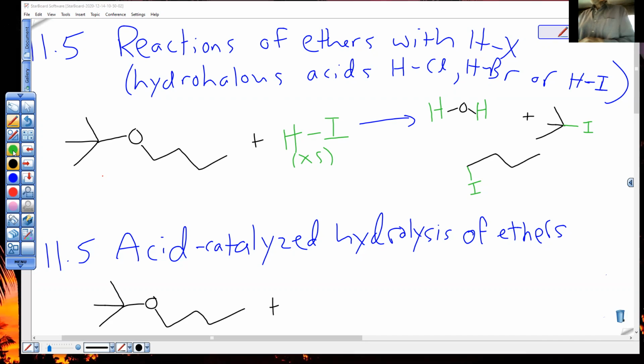Acid-catalyzed hydrolysis, instead of HI, you're going to use HOH. And take a wild guess what your catalyst is going to be. That sentence I said earlier does not change. Hot SOR H2SO4.